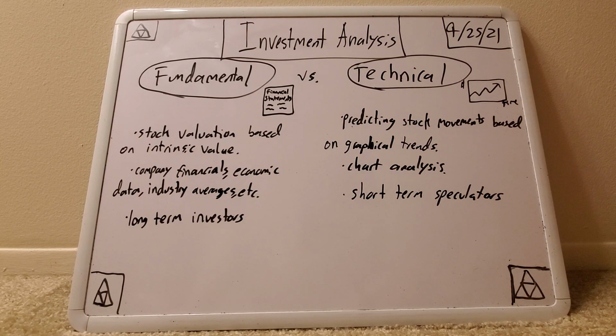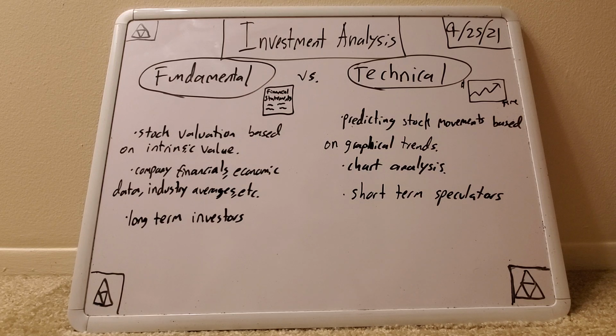Flipping it over to technical analysis, this is going to disregard the company financials and that kind of information, and it's going to look towards the stock chart of the company. So that's going to be predicting stock movements based on graphical trends. So people who study technical analysis are going to look at the historic stock price to try and find different patterns within the stock graph itself, and then predict where the stock will go in the future, usually in the short run, based on where it was previously.